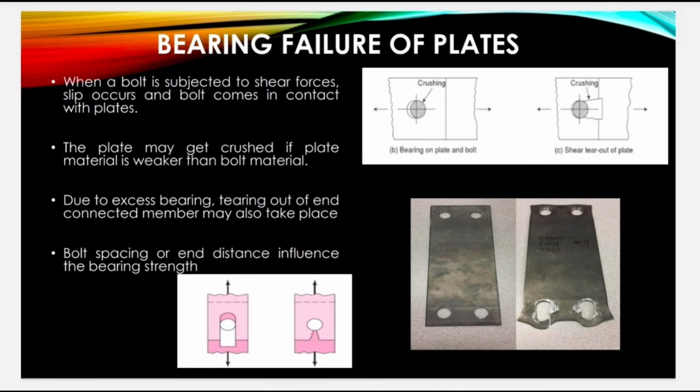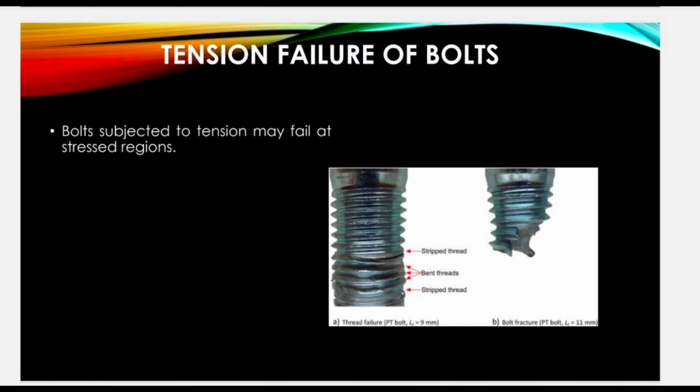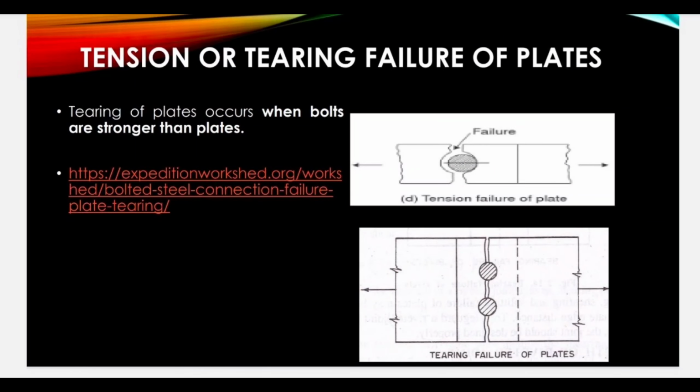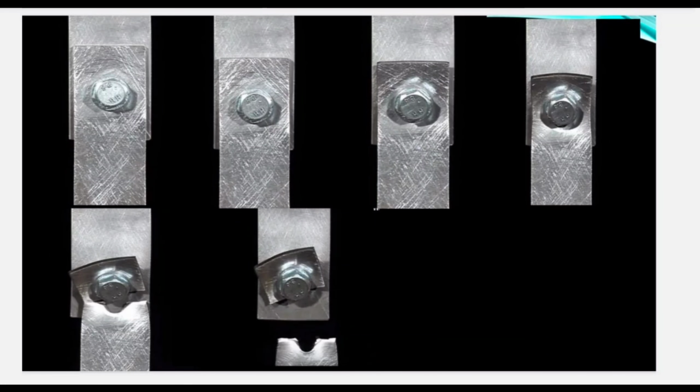This method is useful in industry, using bolts near the edges of the section. Next, tension failure of bolts, shown in one of the images. When a bolt is subjected to tension, it may fail at the stress area. Tension tearing, or failure of the plates, can be seen in one or two images as tearing failure of plates. Tearing of plates occurs when the bolts are stronger than the plates. I can share an image where the stronger plate in tension is visible.